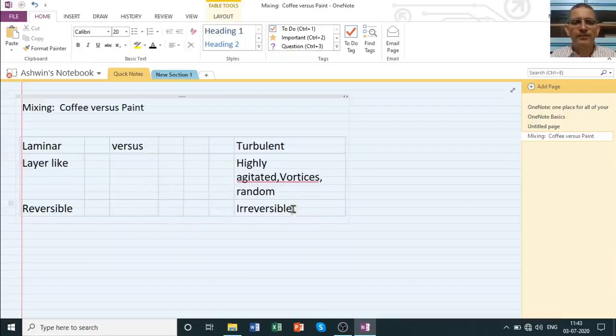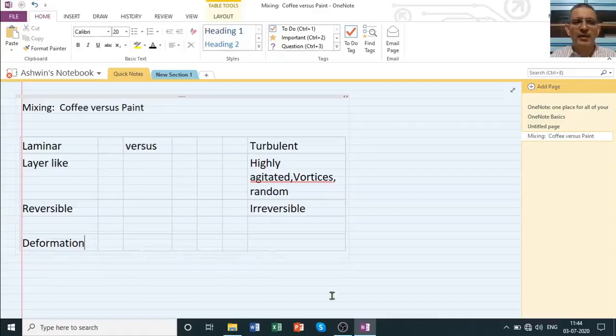Another thing we saw, you recall? We saw about deformation, how deformation happens, how it looks in the laminar flow, and how the deformation looks like in the turbulent flows. Much more deformation happens.